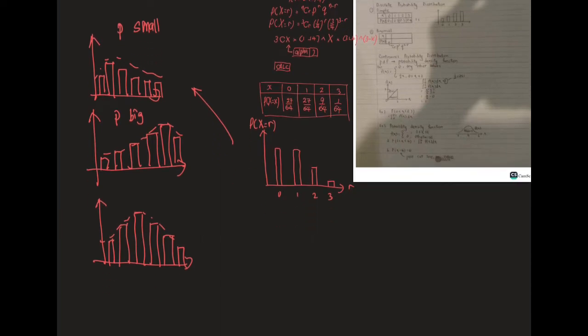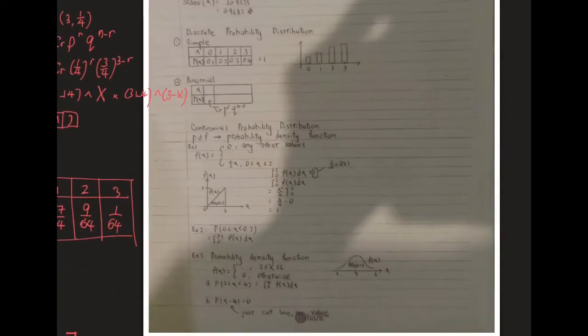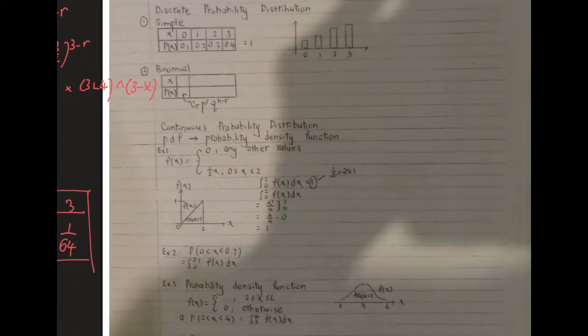And this one, symmetry. When p is very close to 0.5 or 1 over 2, then the graph is symmetry. So binomial, the graph is like that. Okay, now let's continue. If I look at the note here, I understand that we already finished up binomial distribution. We are going to start with something new.